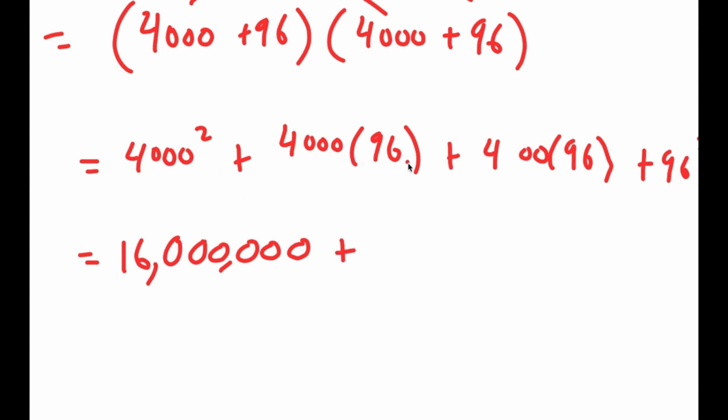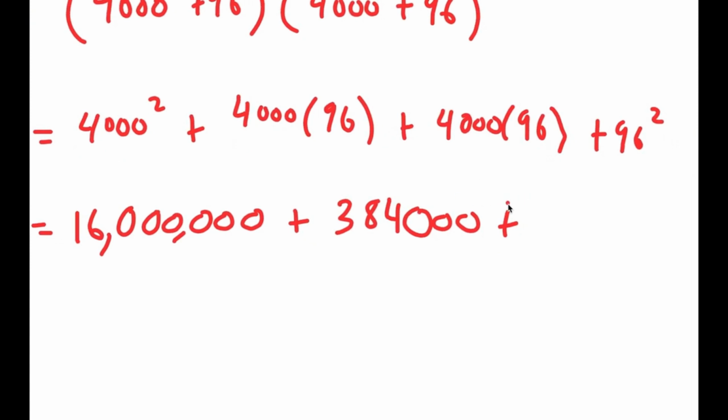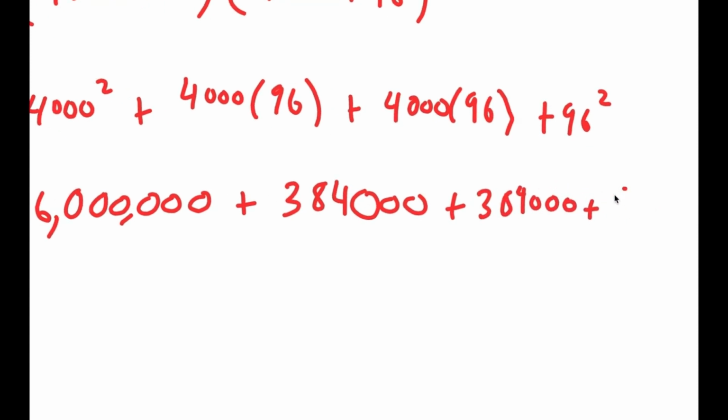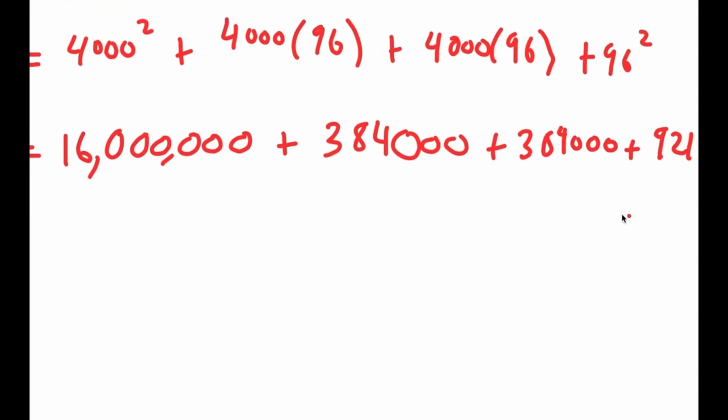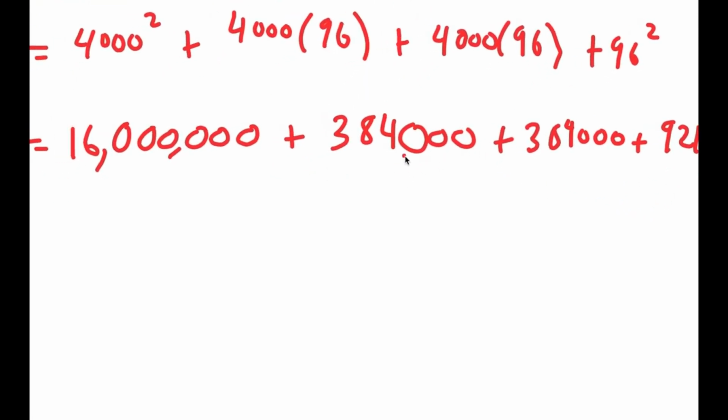Plus 4,000 times 96. Well, 4 times 96 is 384, so then all we have to do is add 3 zeros to that. So I get 384,000. So plus, again, 4,000 times 96, which is 384,000, plus 96 squared, which is 9,216. So now all we have to do is add all of these up, which is fairly simple.